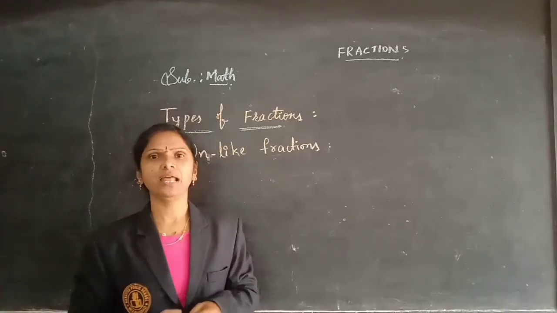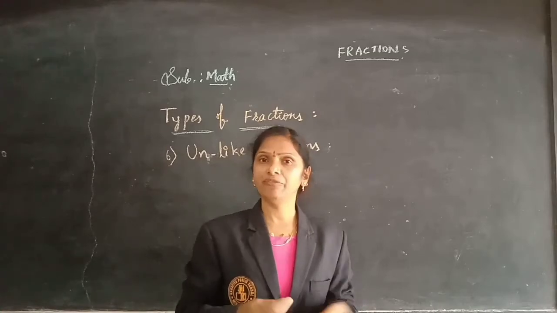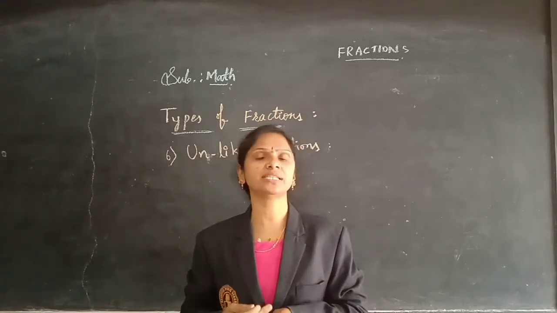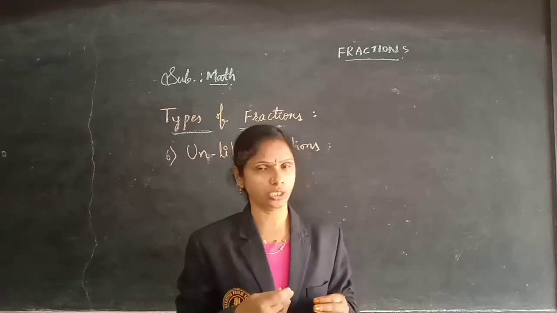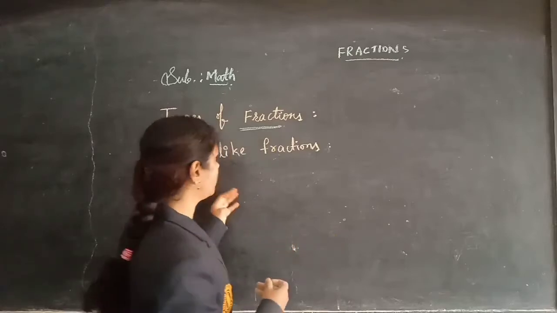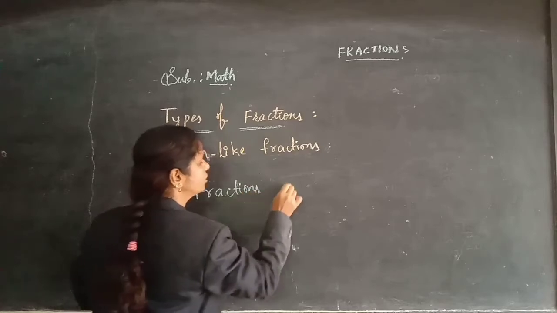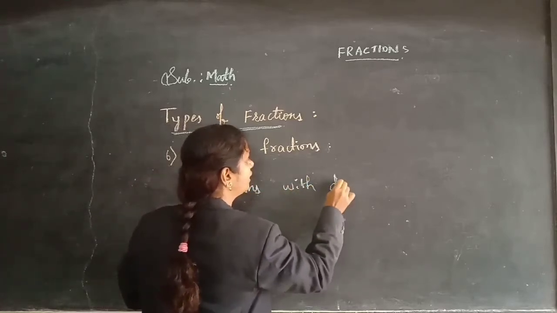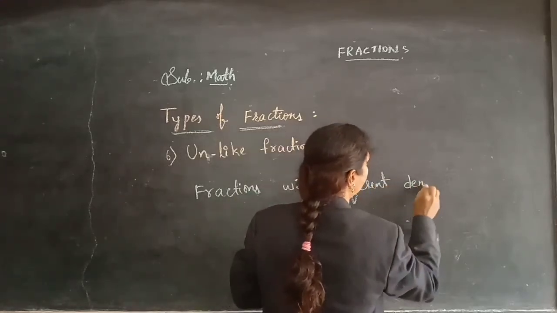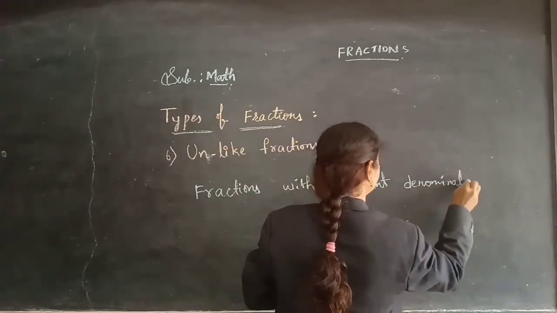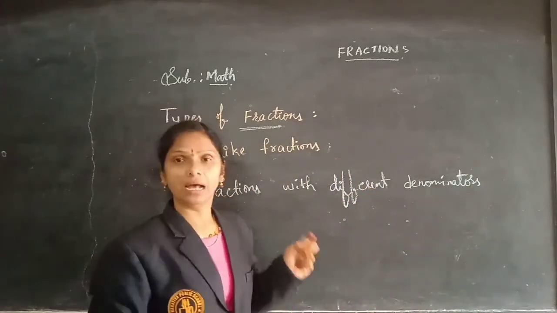Unlike fractions here. Unlike fractions also need more than one fraction. If we have a set of fractions, then only we can say whether the given fractions are like or unlike. Unlike fractions are not like. So how can we define that? Fractions with different denominators are called unlike fractions.